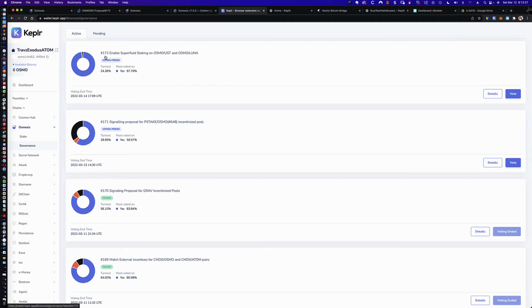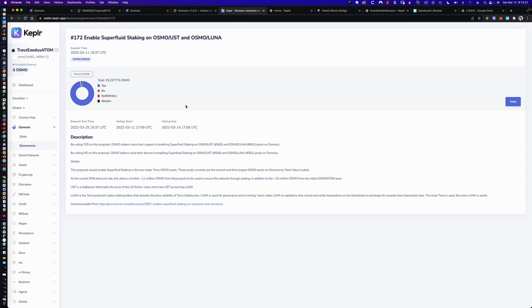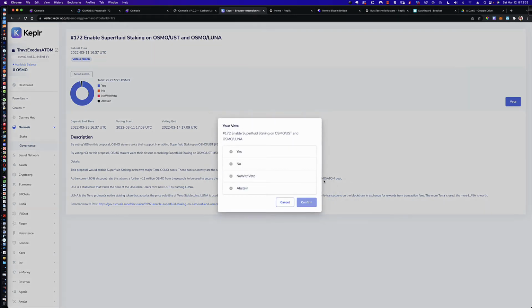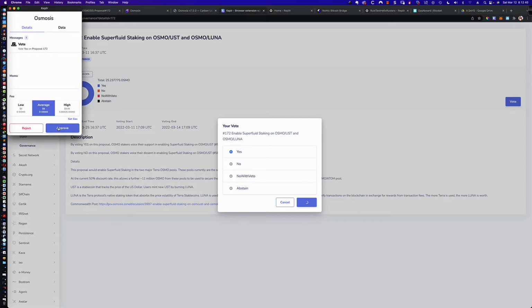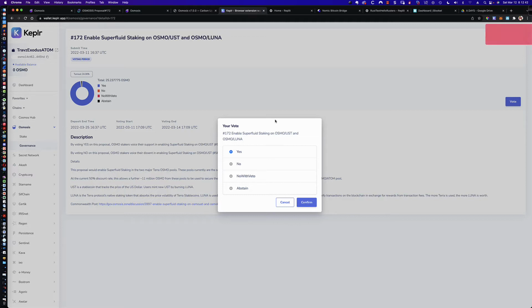And so here it is, number 172. You can see that it's got the voting period. You simply click on vote: yes, no, no with veto, or abstain. So I'm going to say yes. We'll click confirm. And you can see here, I could go ahead and click approve. And again, it's an unknown address because I don't hold any Osmo in this wallet address, and I don't have anything staked, obviously. If I'm not holding, I'm not staking. And so that's how you would vote.